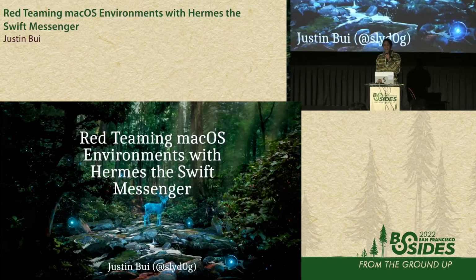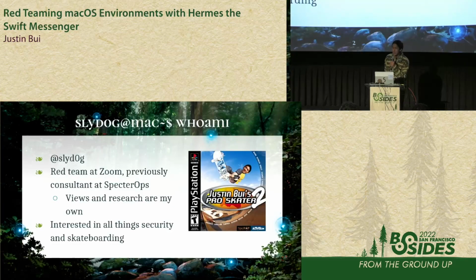All right, hello everybody. My name is Justin Bowie, and today I'll be talking about red teaming macOS environments with Hermes the Swift Messenger. So, a small introduction on who I am. Like I said, my name is Justin Bowie. I go by the handle of @SlyDog. You can find me using that handle on things like Twitter, GitHub, or Medium.